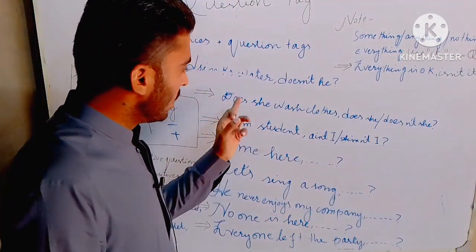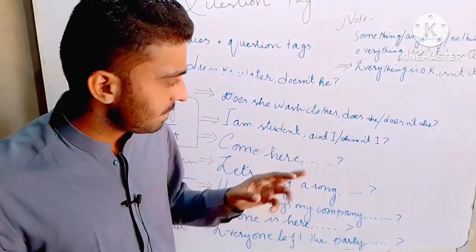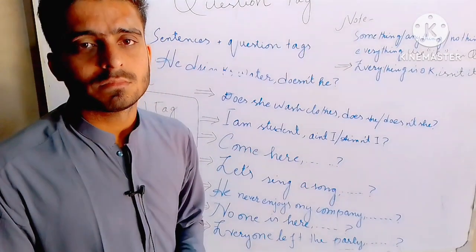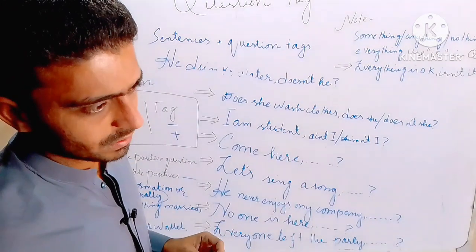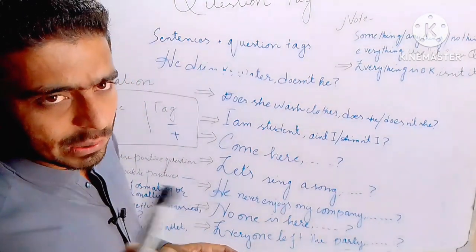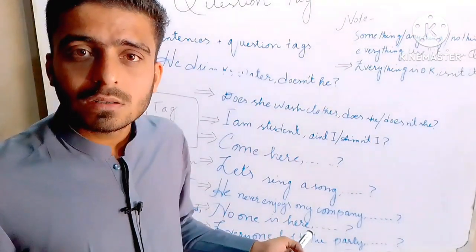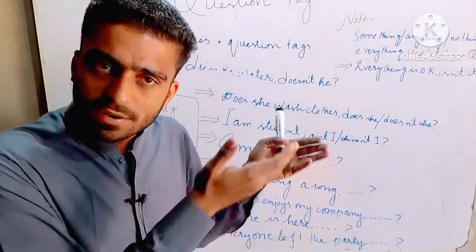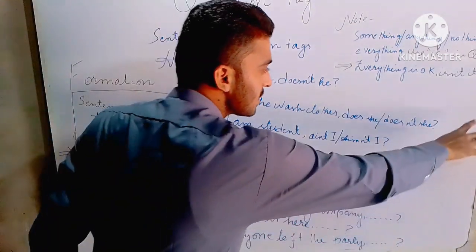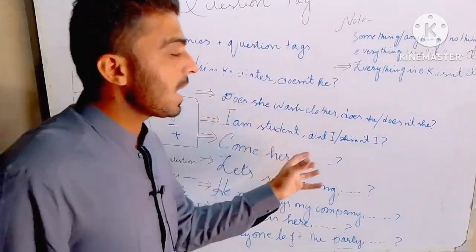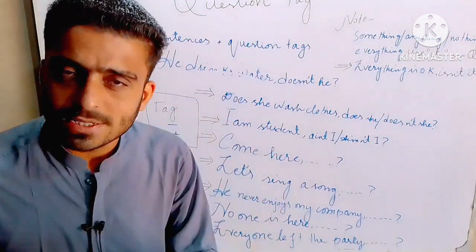I have written here, does she wash clothes? Which type of tag are we going to use here? Does she? Doesn't she? I told you that question tags are used for asking questions. So if there is already a question in the sentence, we don't have to use the tag. If there is a question, we should not ask another question. How are we going to use the tag? It means this is never possible. We never use the tag with an already interrogative sentence. Question tags can only be used in positive and negative sentences.